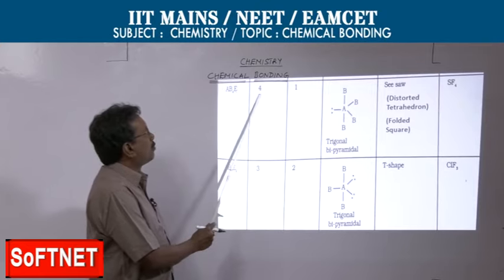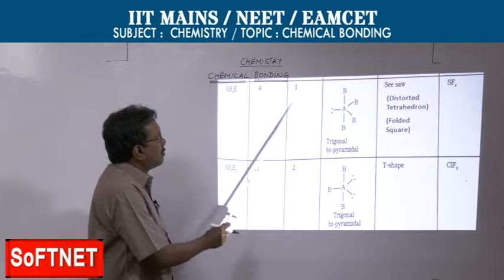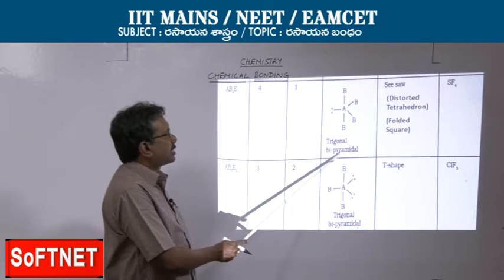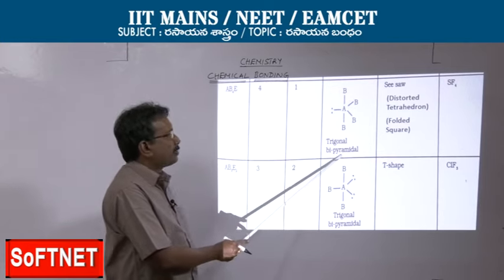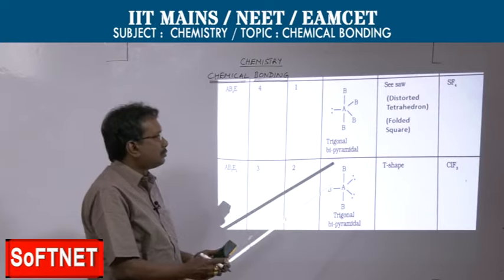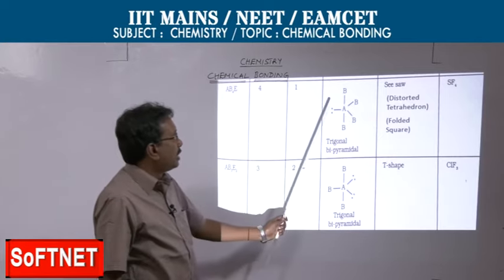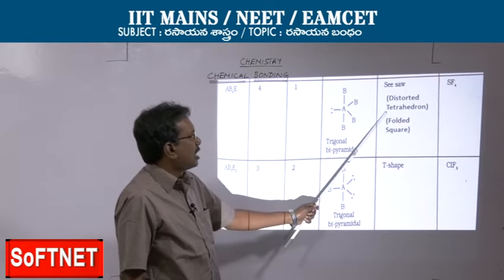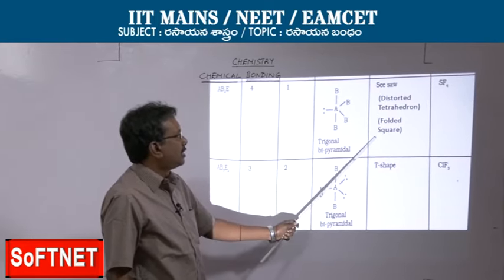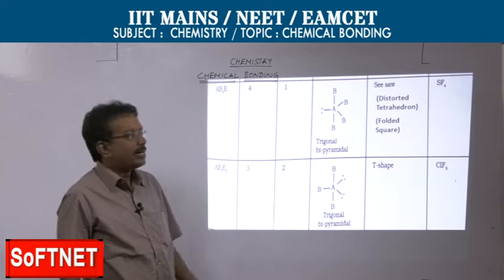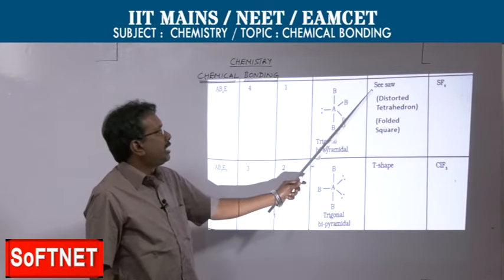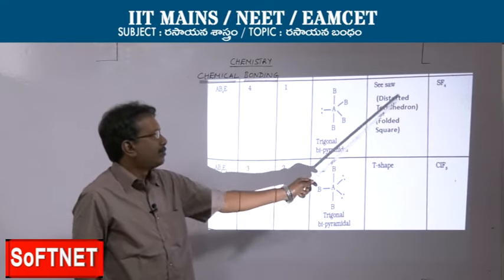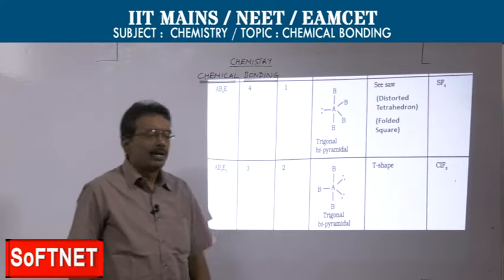Next, we have the AB4E type. AB4E means 4 bond pairs and 1 lone pair, so a total of 5 electron pairs are there. A total of 5 electron pairs means the electron pair arrangement is trigonal bipyramidal. But if you observe the molecular shape, if you remove this lone pair, then it becomes a seesaw structure, also called a distorted tetrahedron, or also called a folded square. But among these three, normally for this AB4E type of molecule, we call it a seesaw structure. The best example is the SF4 molecule.